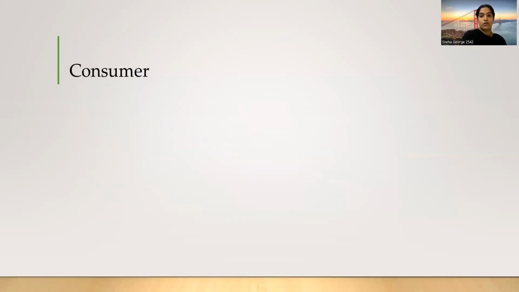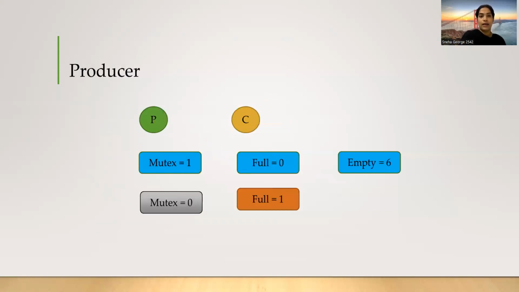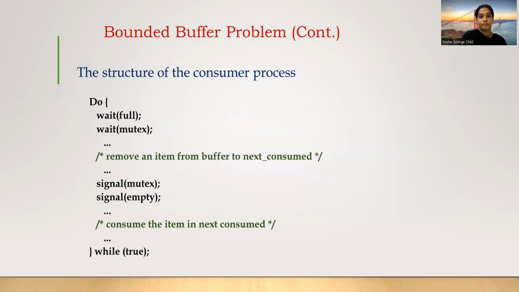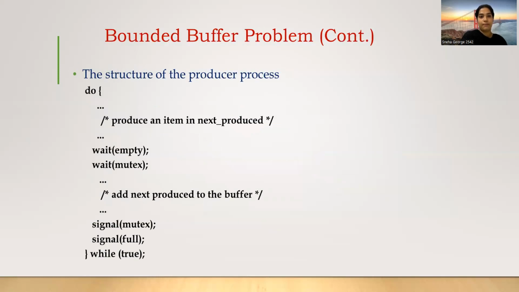Now let us look at the code of the producer. As we said, the structure of the producer process: first is wait of empty and wait of mutex. First one is wait of empty and wait of mutex.